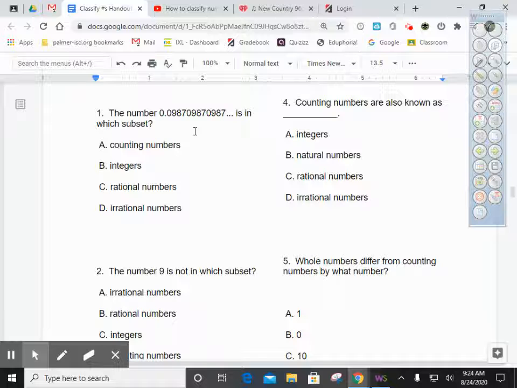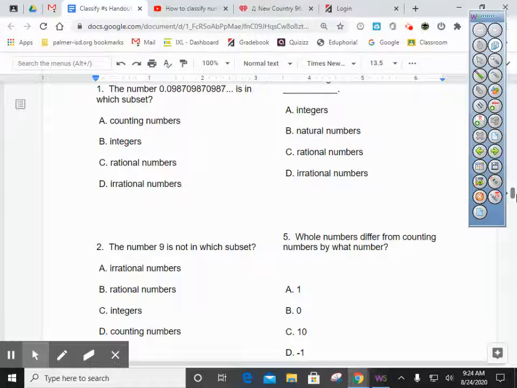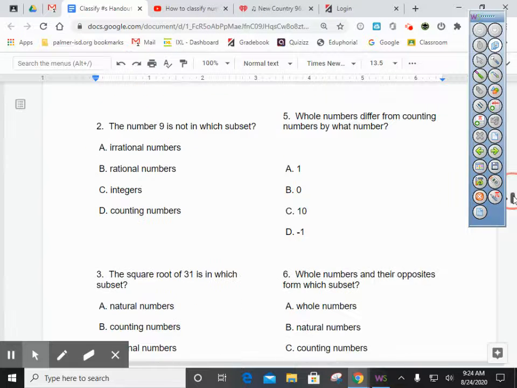Number 1: the number 0.0987, 0987, 0987 is in which subset? First of all, stop yelling out. I told you you're muted. Can't talk anymore until I tell you you can talk. Do you know what's coming next? Yes. So what is the answer to this one? Irrational. It's irrational because we know what's coming next. It's integers because it's on the number line. You see that on the number line? That's on the number line. Rational. What is it, Gracie? Rational. Do you know what's coming next? Yes. Is there a decimal? Yes.